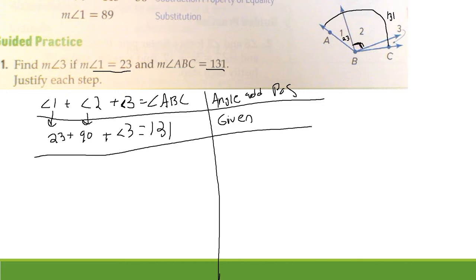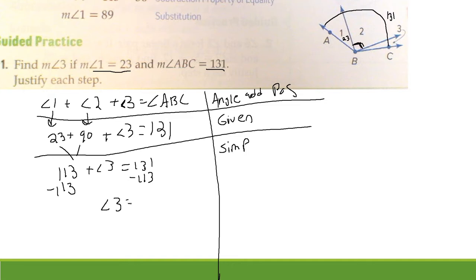So then now if I said solve for angle 3, what you would probably do is you combine like terms. So it'd be 113 plus angle 3 is equal to 131. And that is just simplifying. I'll put SIMP for short. Or you could say combining like terms, either one. Then you subtract 113 from both sides.